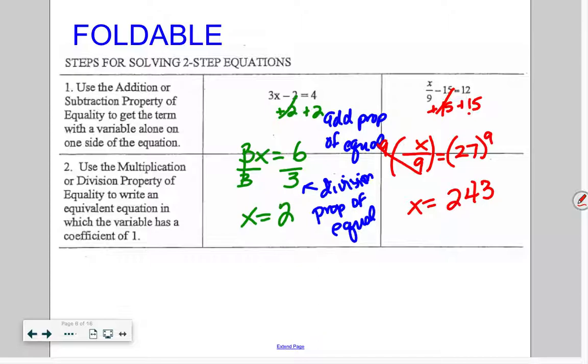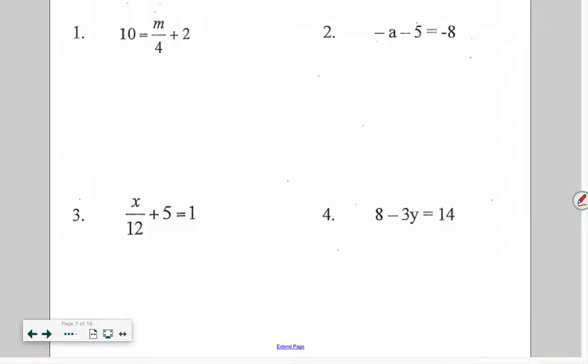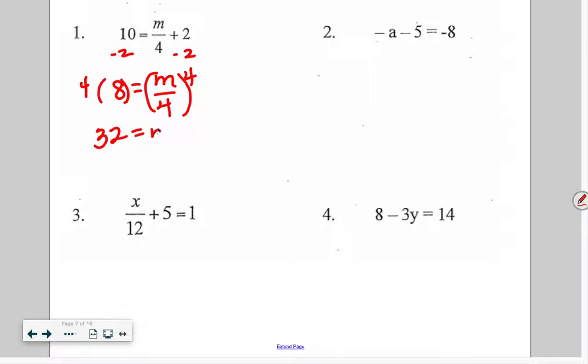Down below, 10 equals m over 4 plus 2. What's the first thing we are going to do to get m on a side by itself? Subtract 2. 10 minus 2. And what are we going to do now to get m on a side by itself? Multiply both sides by 4. 8 times 4 is 32.